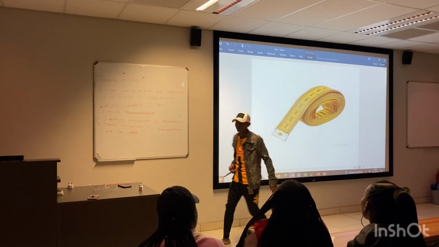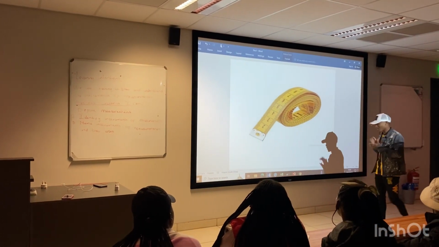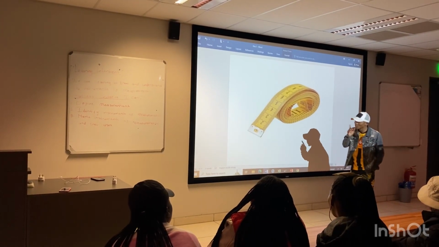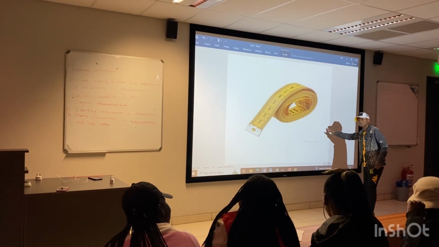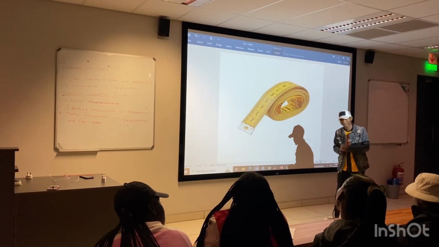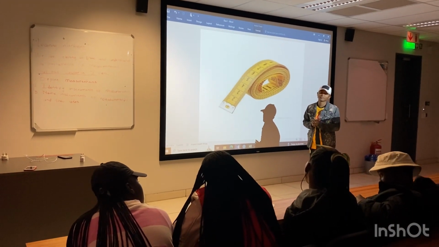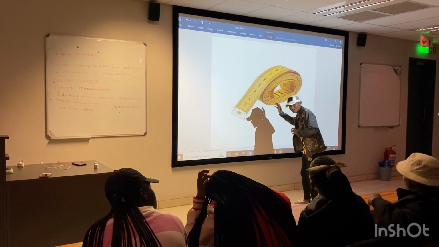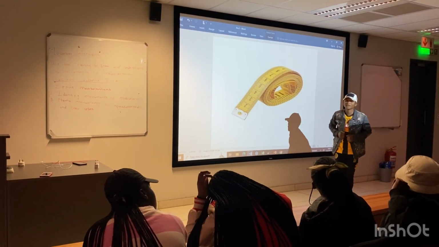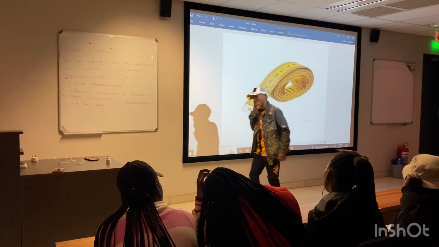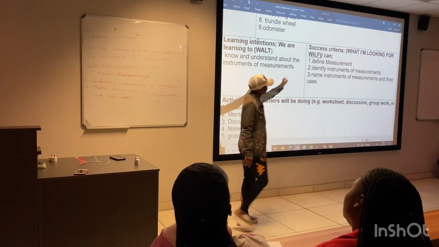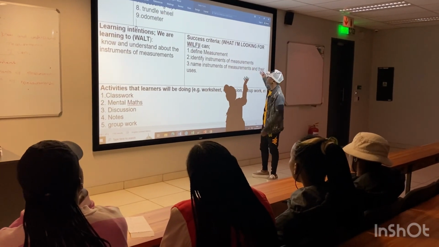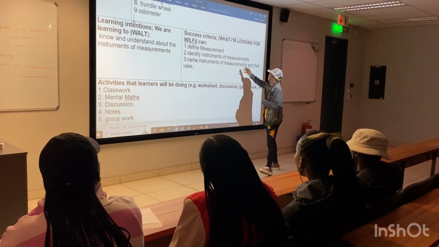For our last picture, her name is Chiu. So Chiu, what can I measure using this measuring tape? We use this measuring tape to take my measurement when they're sewing me a dress. Yes, we use this instrument of measurement to measure our clothes. I can see now we achieved our success criteria. We can define measurement, identify instrument of measurement, name instrument of measurement, and their usage.